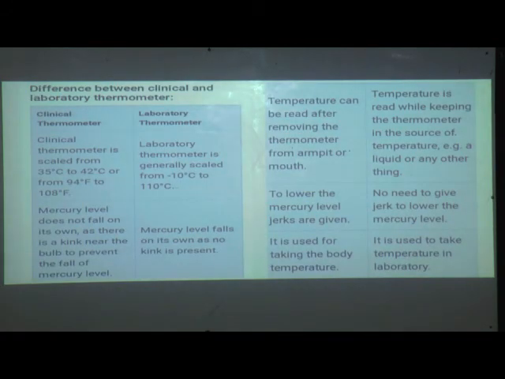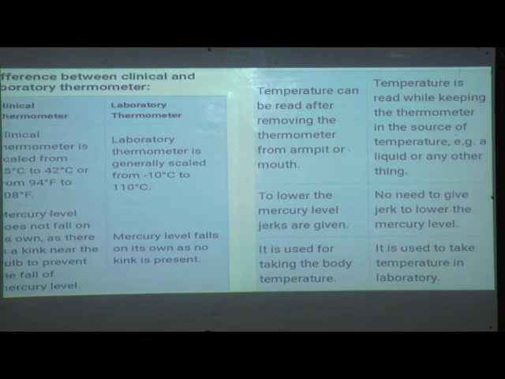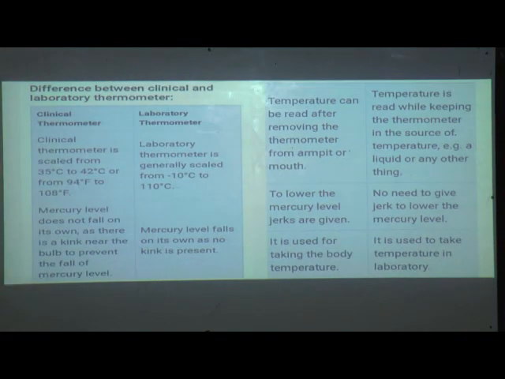So, the difference between a clinical and a laboratory thermometer. What is the difference between a clinical thermometer and a laboratory thermometer? Here it is given. First difference: the clinical thermometer is scaled from 35 degrees Celsius to 42 degrees Celsius, or from 94 Fahrenheit to 108 Fahrenheit. And the laboratory thermometer is generally scaled from -10 degrees Celsius to 110 degrees Celsius.